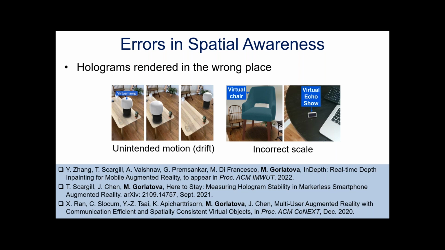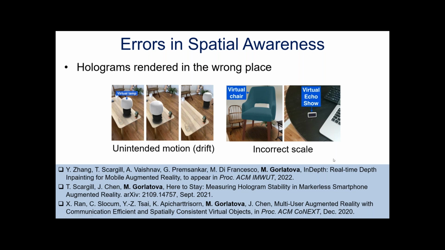So the examples that are shown on the screen here correspond to very commonly encountered conditions. On the left of the screen, you see an example of drift, where we've placed this virtual lamp in one location on the table. And then over time, as the device's understanding of its location with respect to the real world has been changing, the lamp ends up shifting to the other part of the table, or ends up sliding off the table entirely. So this level of drift would clearly interfere with the usefulness of an augmented reality application.